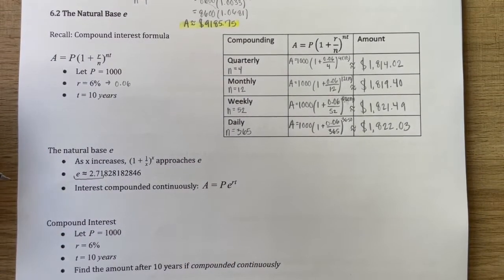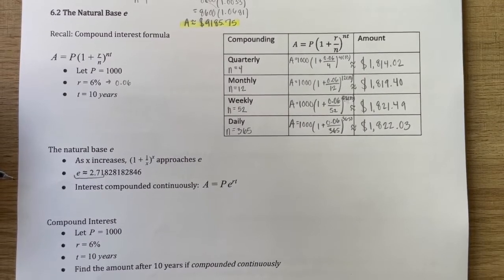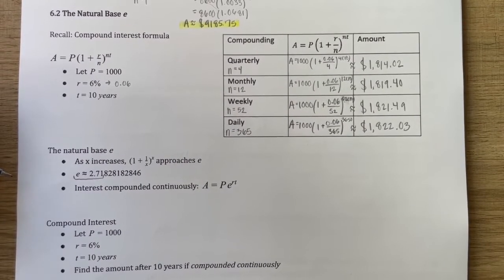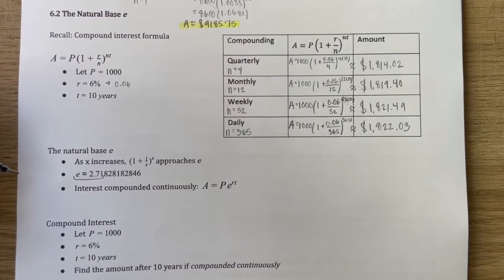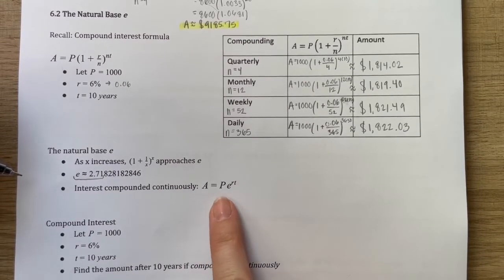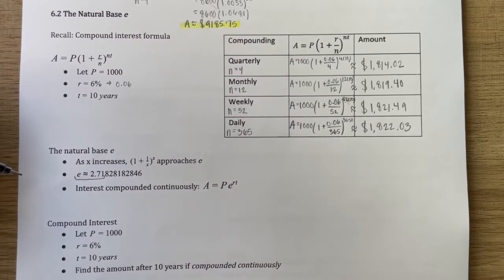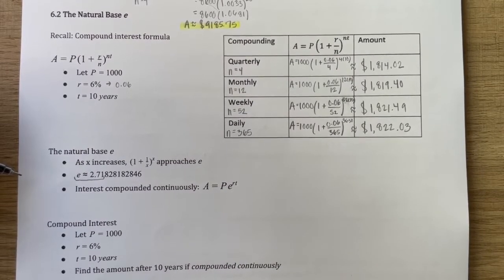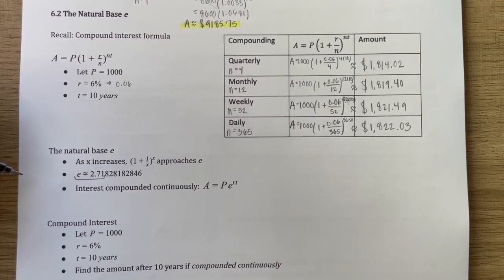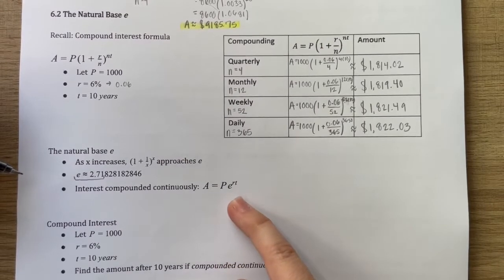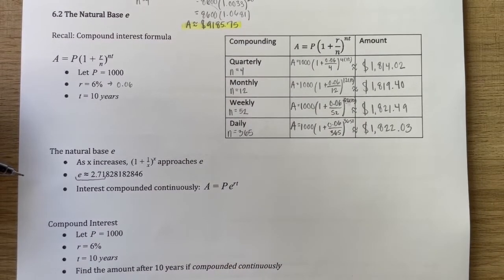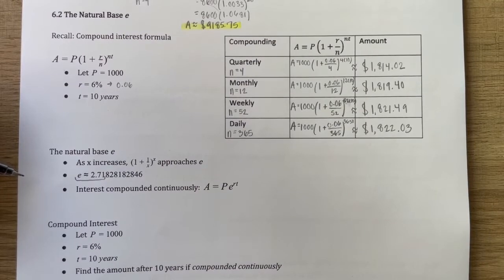And then there's a formula for interest compounding continuously. So not just quarterly, monthly, weekly, or daily, continuously. And that's A equals P E to the RT. So P is the same, your initial amount, the principal. R is the same rate, T is the same time, and E is an actual number. So we're not going to substitute anything in for E. There's actually an E function on your calculator.